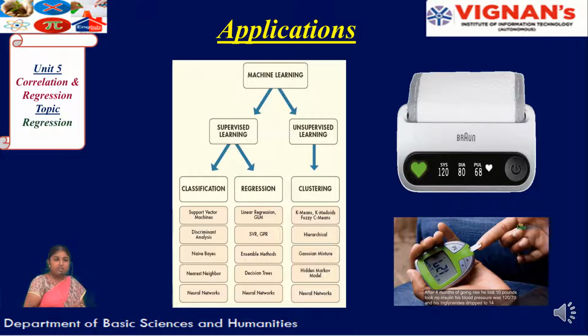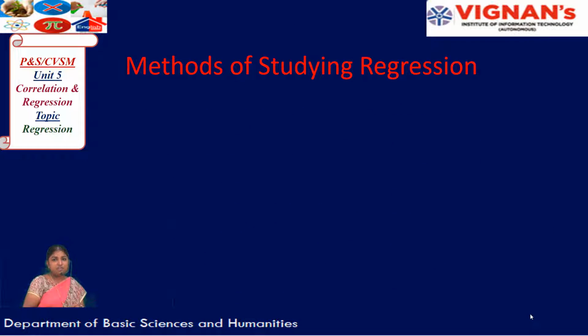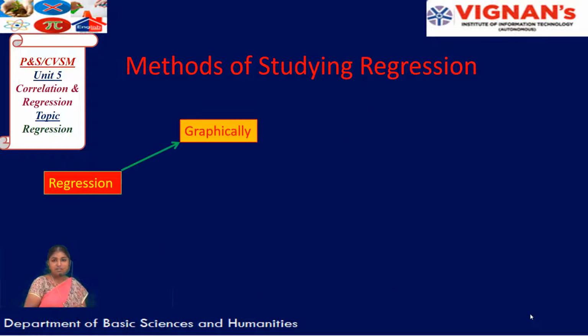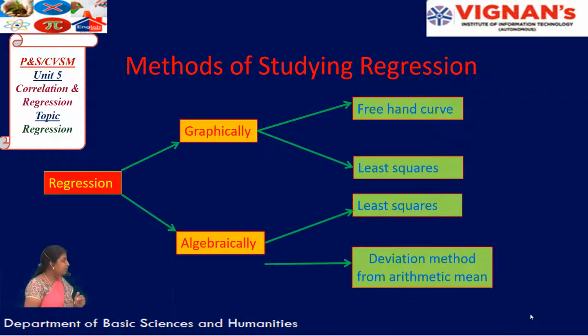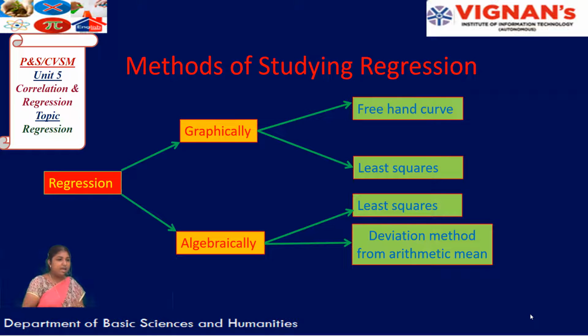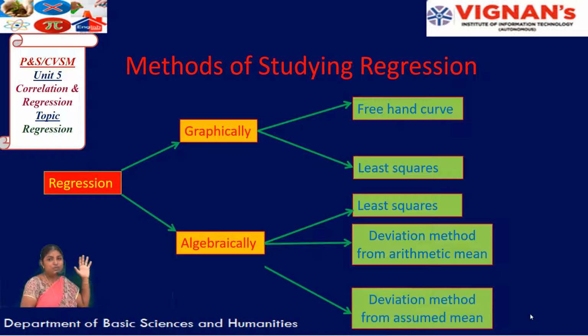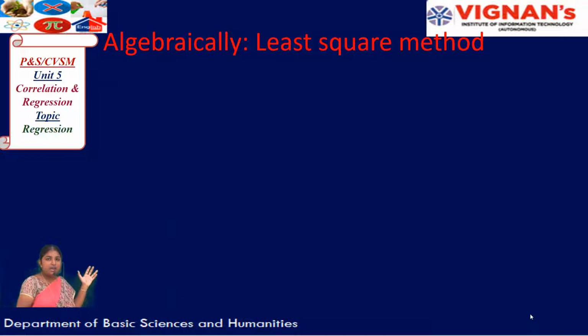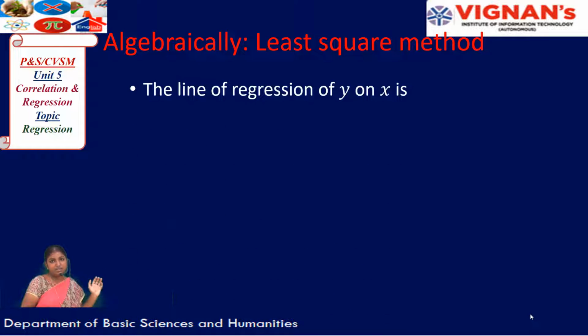Now, methods of studying regression. In regression we have two methods: one is graphical, and the other is algebraic. In the graphical method, we again have the freehand curve and the least squares method. In the algebraic method, we have the least squares method, the deviation method from the arithmetic mean, and the deviation method from the assumed mean. Using all these methods we can find a regression. Here I am using the algebraic least squares method to find the regression.